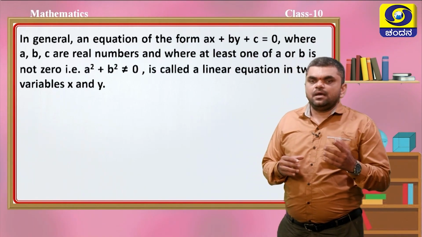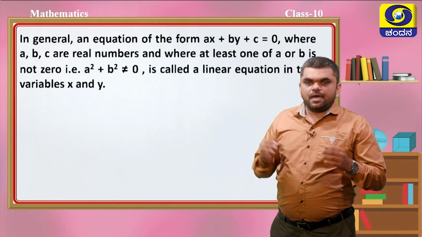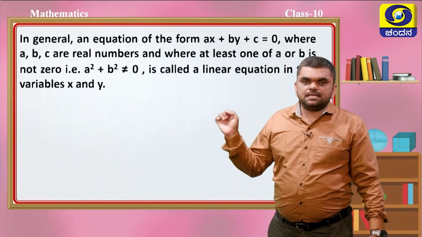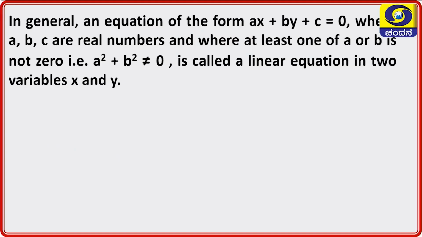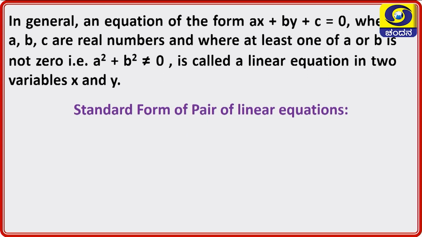In general, an equation of the form ax plus by plus c is equal to 0, where a, b, c are real numbers and at least one of a or b is not equal to 0. That is, a square plus b square must not equal 0, then only it is called a linear equation in 2 variables x and y. This is the standard form of a linear equation.